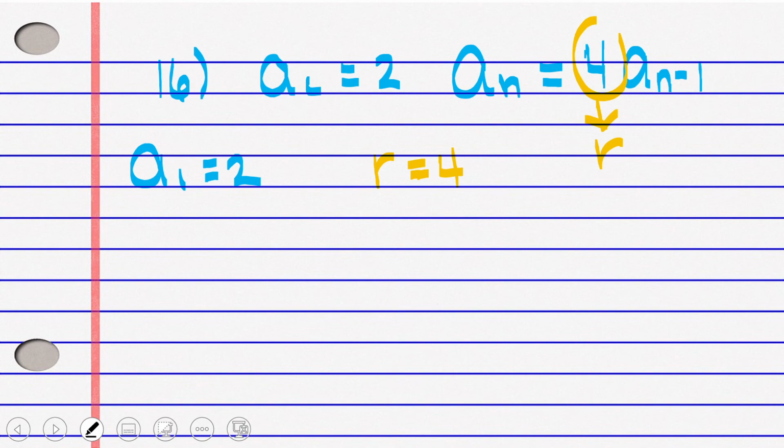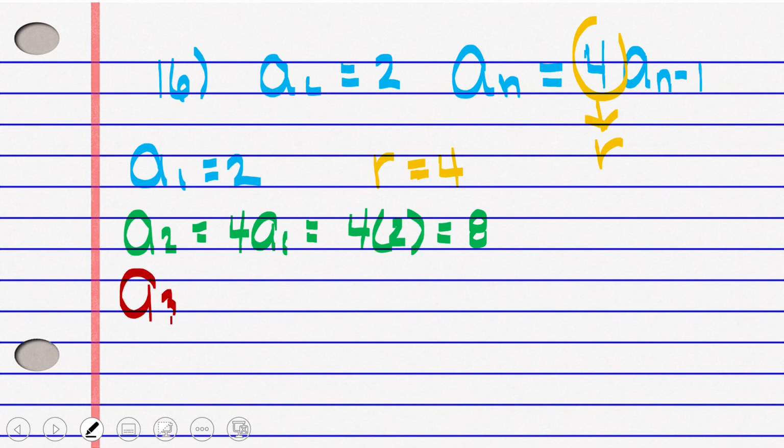So we go grab that. And so if that's true, we have a of 1 equals 2. What's a of 2? We apply the formula. We're going to take 4 times a of 1, which will equal 4 times 2, and the next term equals 8. A of 3, we're going to take 4 times a of 2, which equals 4 times 8 for the a of subscript 2 value, which is going to equal 32.